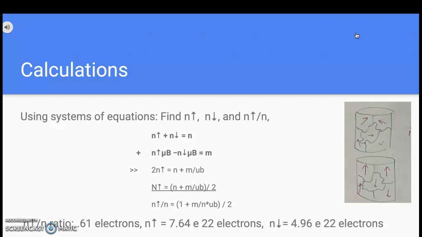These are the numbers at the bottom of the screen. The ratio we found for N spin up was 0.61. The N spin up was 7.64 times 10 to the 22 electrons, and the N spin down dipoles is 4.96 times 10 to the 22 electrons. So basically there are a lot more dipoles pointing in the up direction than the down direction in this magnet, and the ratio is just a little bit over a half.